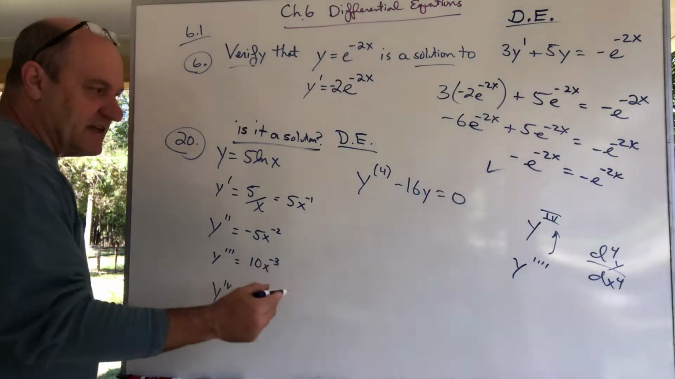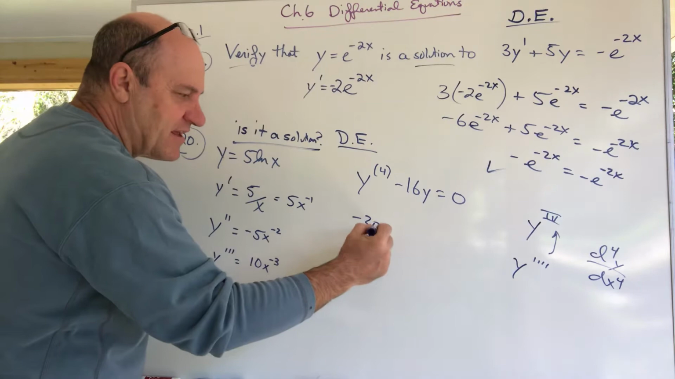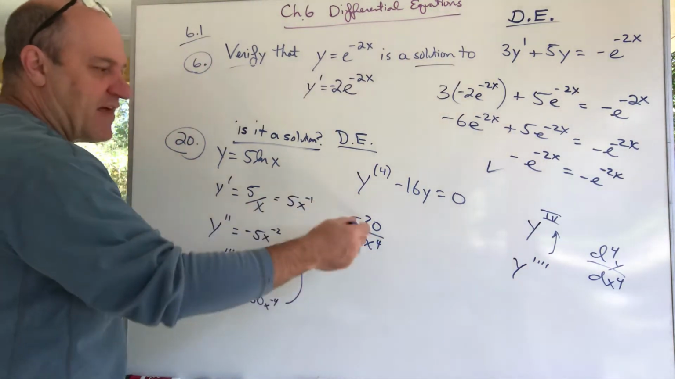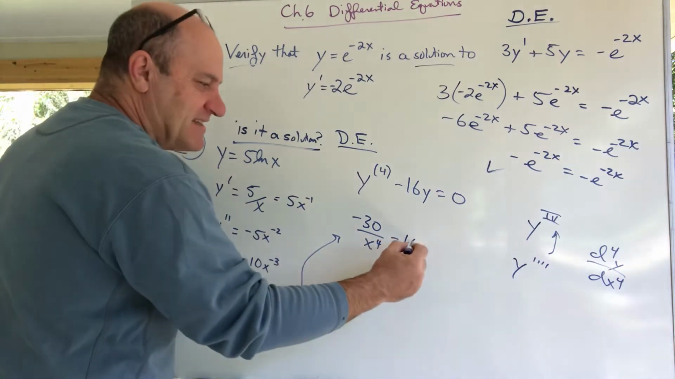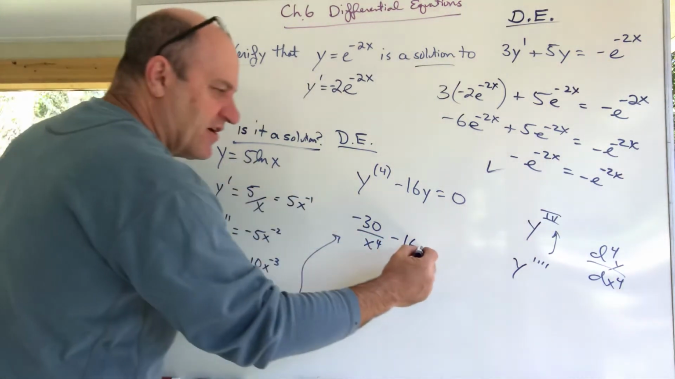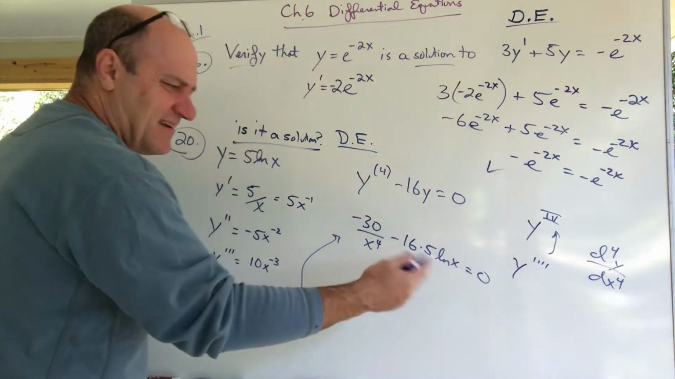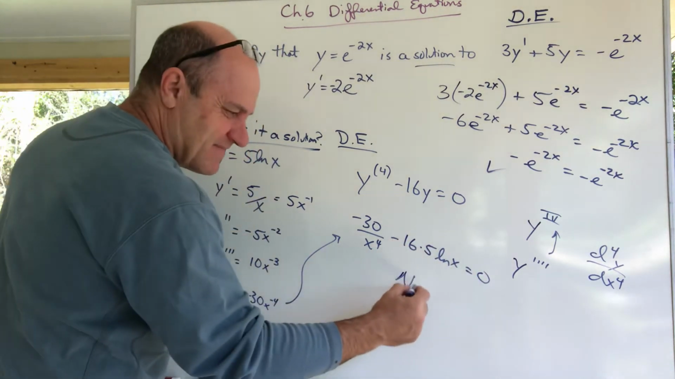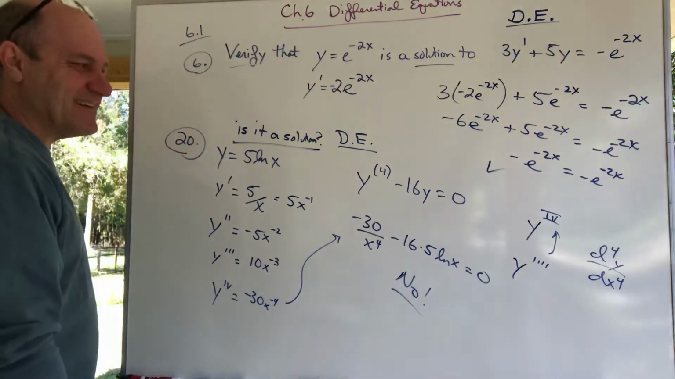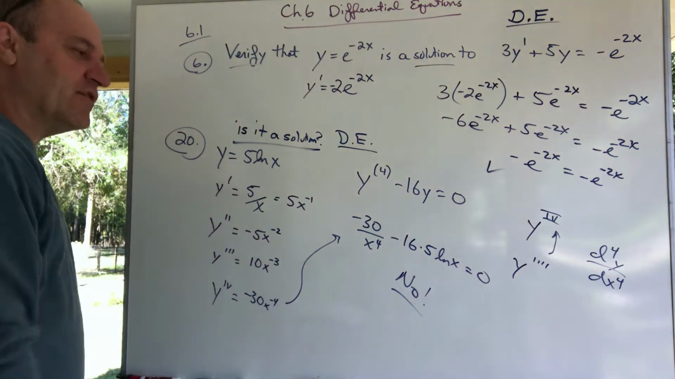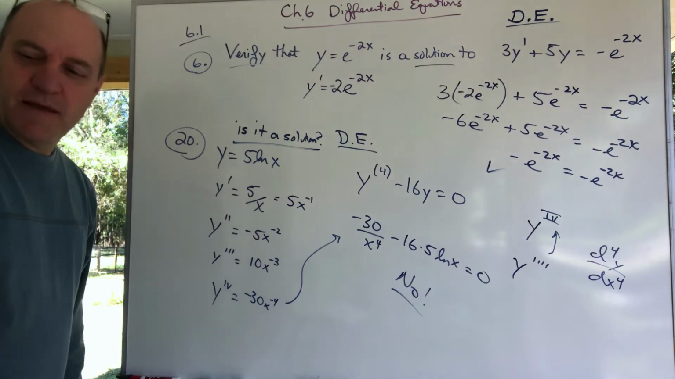So if I check all this, negative 30 over x to the fourth is another way to say that. I plug that in for the fourth derivative, minus 16 times the original function, 5 ln x. Does that equal 0? And the answer is no. So is it a solution? No. There's some others around there you could try, but that was kind of fun.